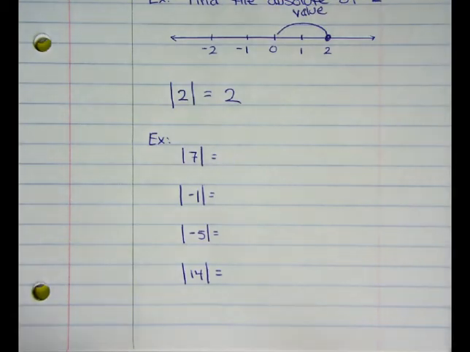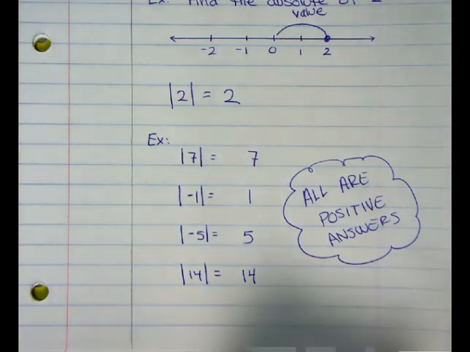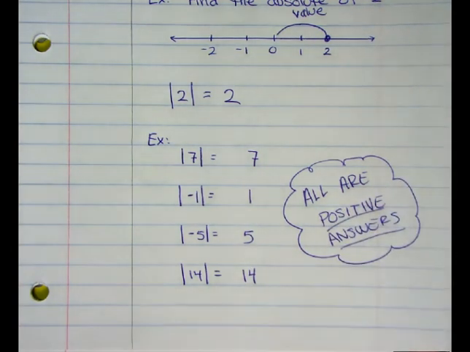So go ahead and take a look at these 4 examples here and try them out. See what kind of answers you get for the absolute value of 7, -1, -5, and 14. You should have gotten 7, 1, 5, and 14. And what do we notice about all of these values? You should notice that all of them are positive answers. So when we're asking for absolute value, distance will always be a positive answer.